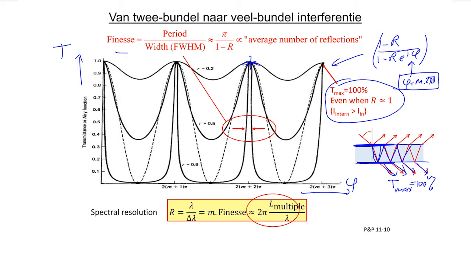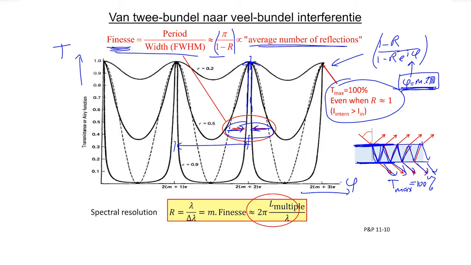The second, and maybe even more important thing to notice, is that if the reflection of each of these layers becomes large, then the interference is visible only if phi is very close to a multiple of 2 pi. So the transmission maxima become really sharp. And the sharpness you express in terms of the finesse, which is the period between consecutive peaks divided by the width of the peaks. You could also say it's the average number of reflections that you have in this slab before the intensity decays by 1 over e or something like that.